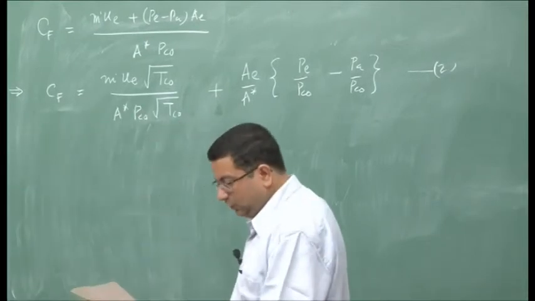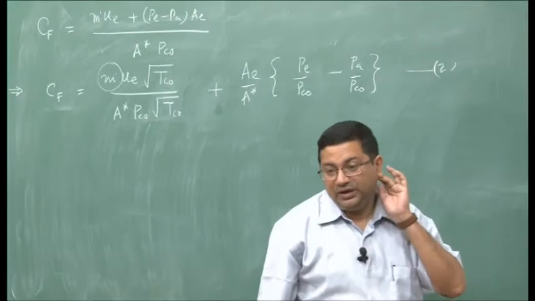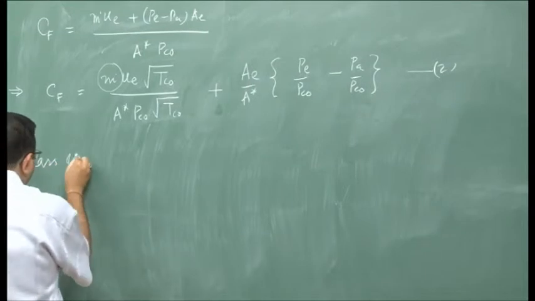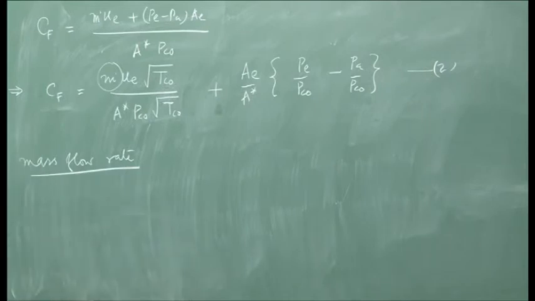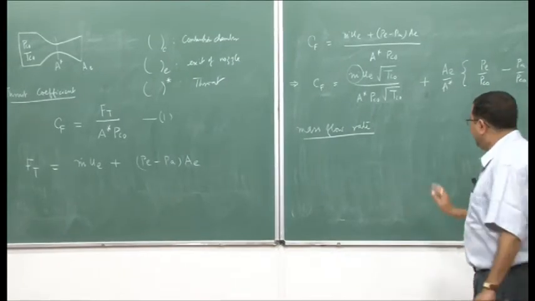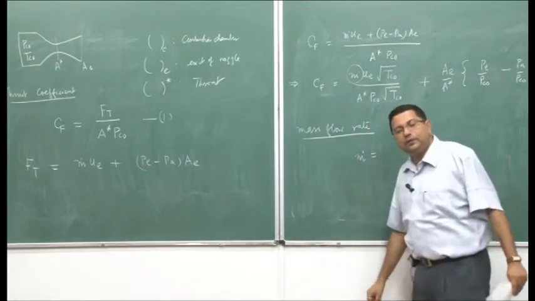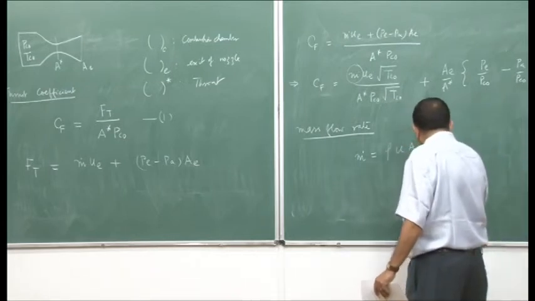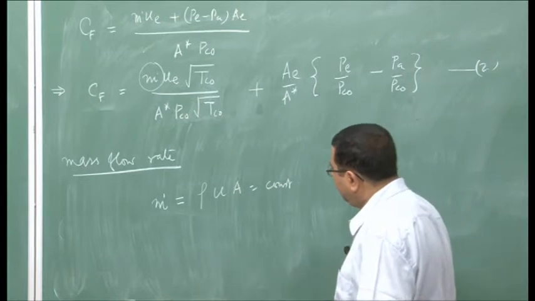Let us now focus on this term m dot. M dot is our mass flow rate. Let us look at the mass flow rate. Remember that we have a converging diverging nozzle, so we have a minimum throat area. Keeping that in mind, when we talked about quasi 1D flow, we had shown that rho u A is constant for a quasi 1D flow, and from the continuity equation, rho u A is m dot.